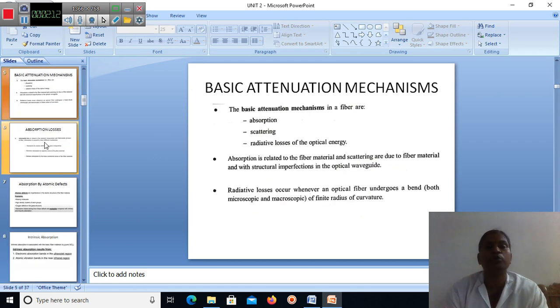Next we look at the basic attenuation mechanisms. The basic attenuation mechanisms in a fiber are: first absorption, second scattering, and third radiative losses of the optical energy. Absorption is related to the fiber material, and scattering is due to the fiber material and structural imperfections in the optical fiber waveguide. Radiative losses occur whenever an optical fiber undergoes a bend, meaning both macroscopic and microscopic bends of a finite radius of curvature.